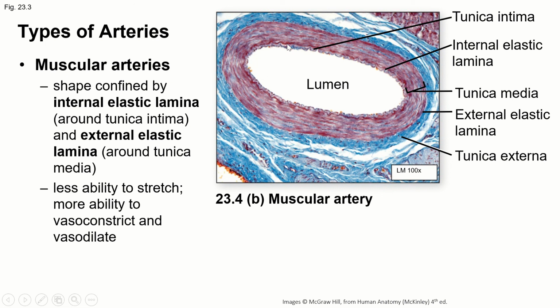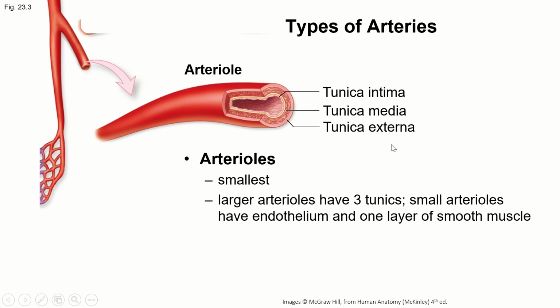All right, so here you can see that tunica intima, and it's folded so that as the pulse of blood comes through, it can expand. And then you can see here, this dark layer right there, that's the internal elastic lamina, the tunica media, and then another dark layer around the outside, that's the external elastic lamina, and then the tunica externa out here, and then connective tissue holding this artery in place.